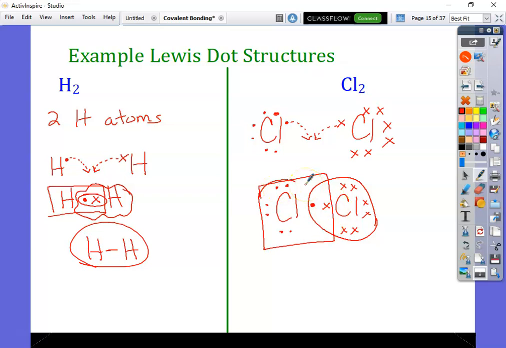And so what we end up with now is our 2 chlorine atoms with 1 bond in between them. And so we're going to change that bond to a line. Remember, in a Lewis dot structure, a line represents 2 electrons. And then we have these guys, which are called lone pairs of electrons, which finish out our Lewis structures. So 2, 4, 6, 8 electrons, 2, 4, 6, 8 electrons. So there are the basics of Lewis structures.